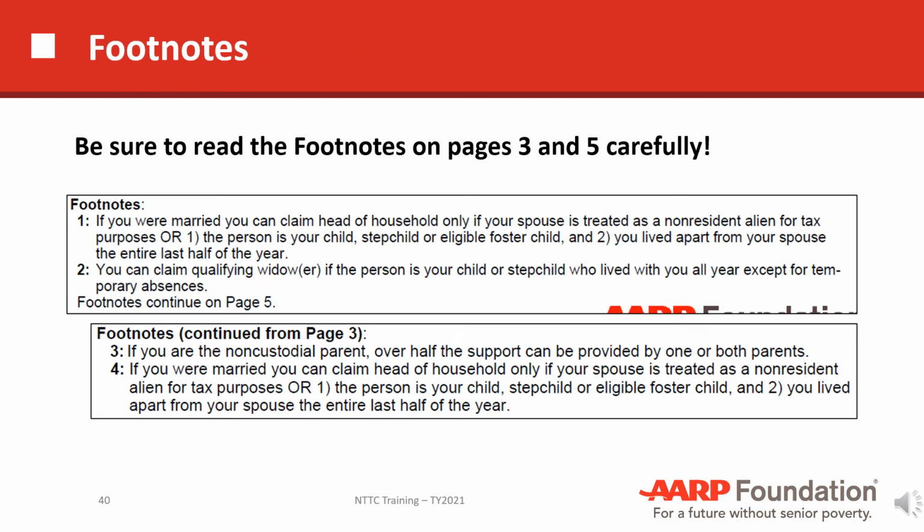I cannot overemphasize this. You must read the footnotes on pages 3 and 5. This resource tool is absolutely worthless if you were to ignore the footnotes. So the footnotes are as important as the rest of the flowchart. So please, if you see a superscript, a little number, 1, 2, 3, or whatever, follow up, go down to the bottom of the page and look for the footnote and read it carefully.